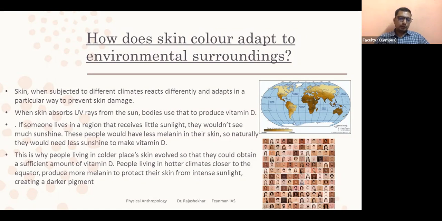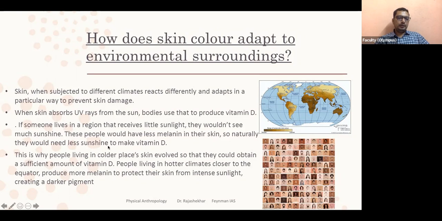If you need sunlight to produce vitamin D, and if you are living in a region that receives less sunlight, so if you go to places where not much sunlight is seen, they will have less melanin pigment. They'll be fairer. So less sunlight results in lighter skinned people. So what happens if they have light skin? There is not too much protection, which is not needed because you're not exposed too much to the sunlight. Still, you are allowing enough of the sunlight into your body. So vitamin D can be made.